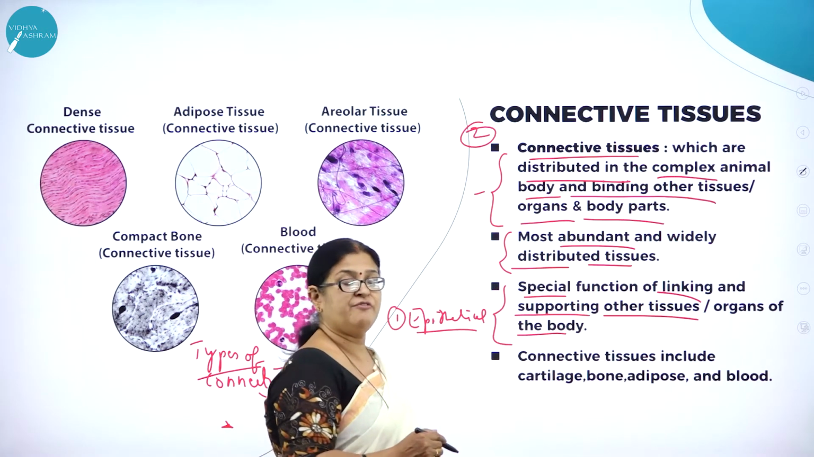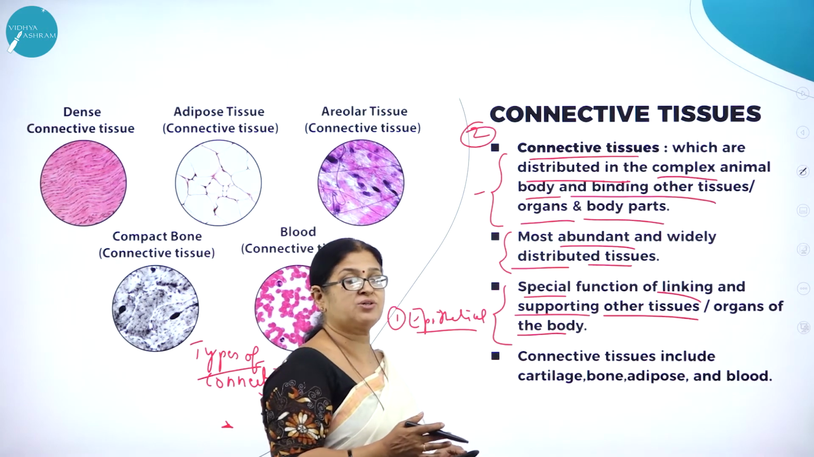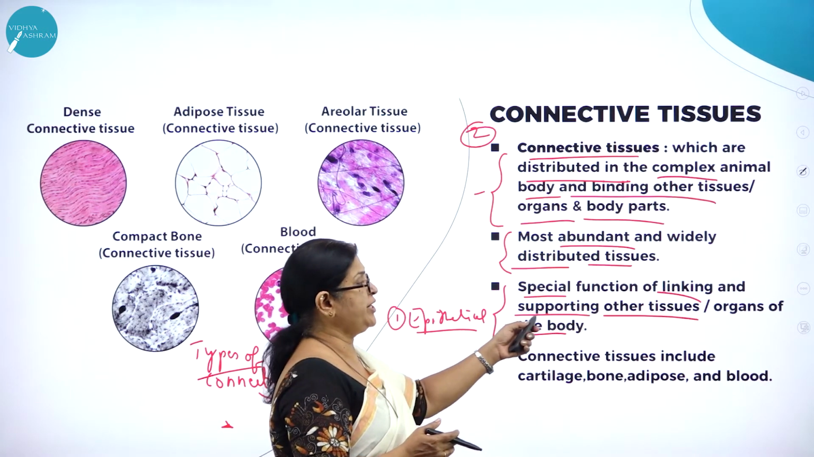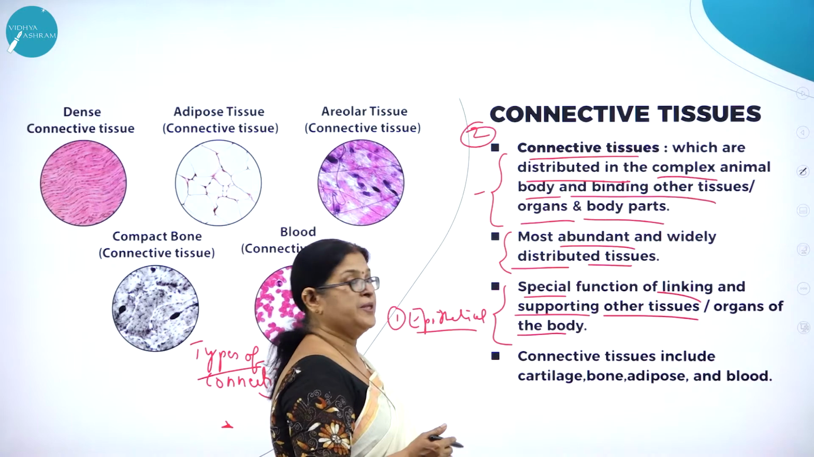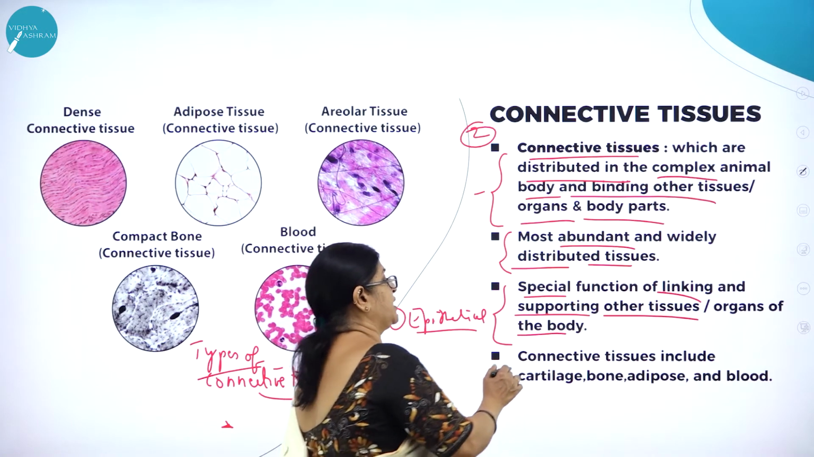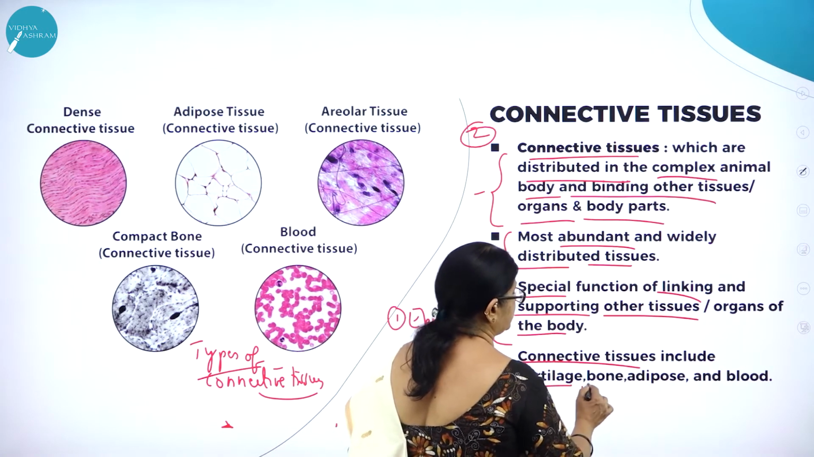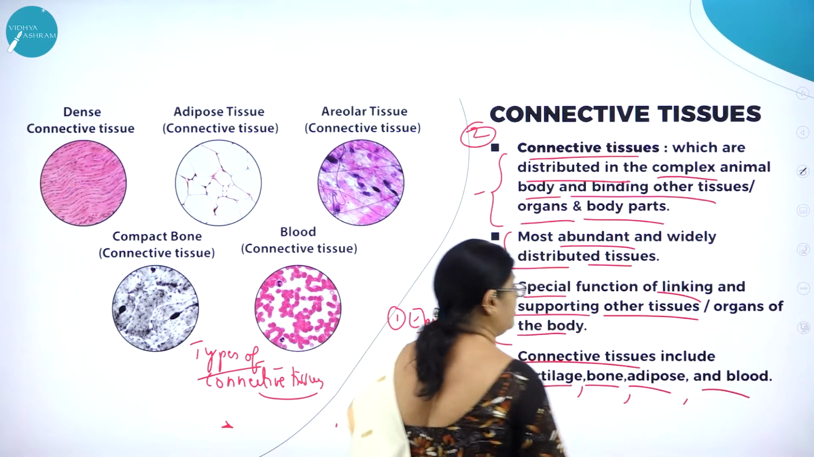So what is the special function? Linking. Hence it is called connecting and supporting other tissues and organs of the body. And what are the types of connective tissue? Connective tissues include cartilage, bone, adipose, and blood.